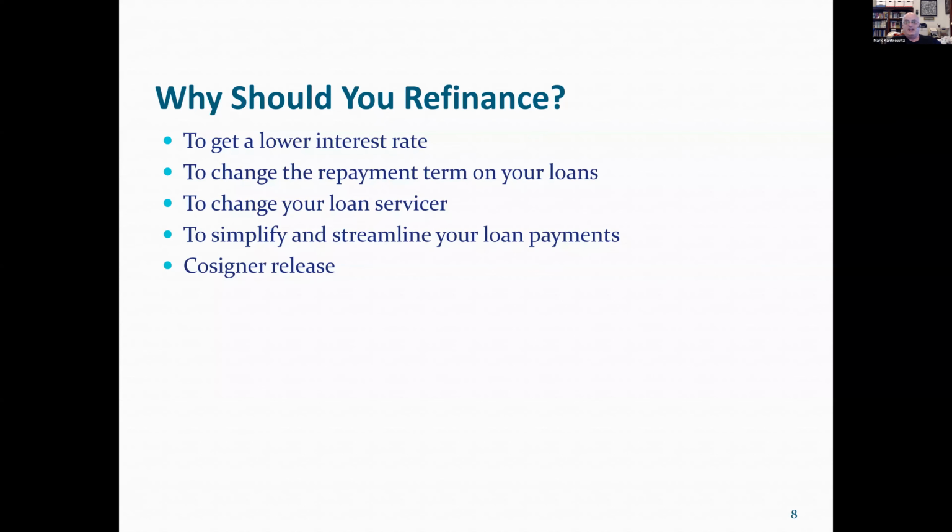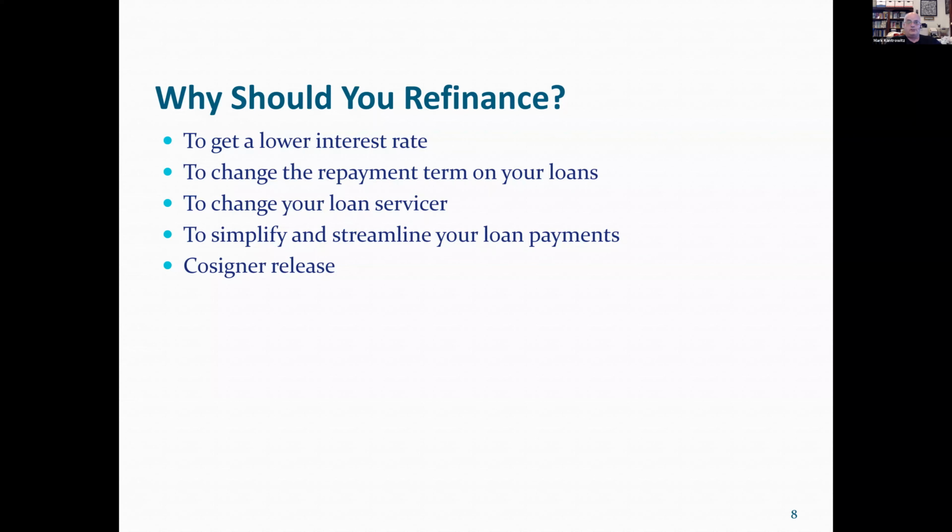So one reason is to get a lower interest rate. If your credit scores or your cosigner's credit scores have improved, you may be able to get a lower interest rate and you will save some money. Even if you're including federal loans in a private refinance, those federal loans may be from several years ago when they had a higher interest rate. And so even if your credit scores haven't improved, you may be able to get a lower interest rate and save some money.